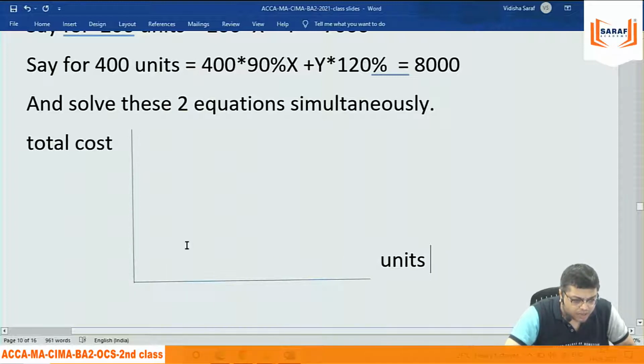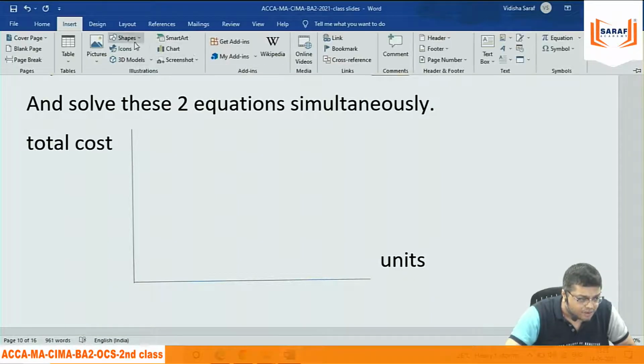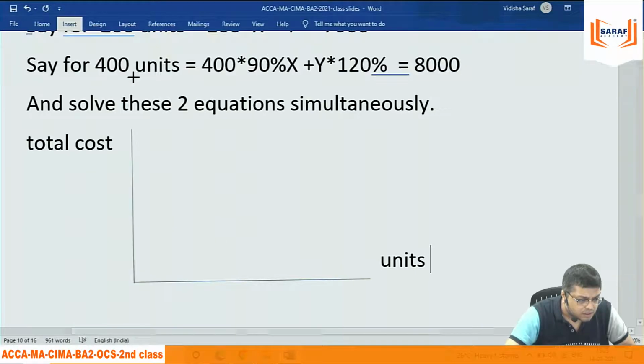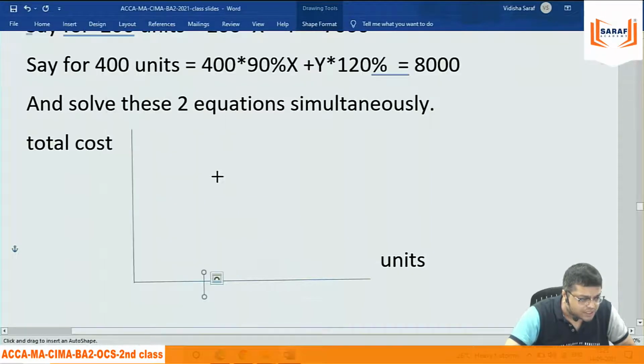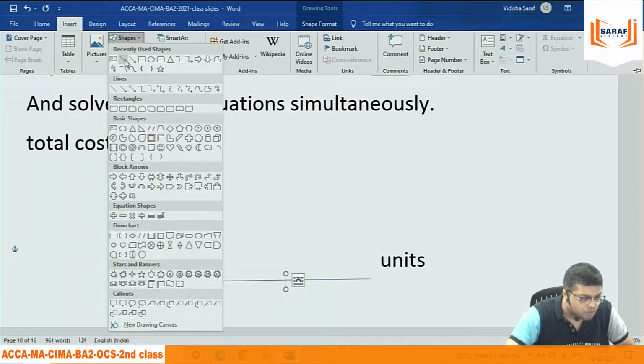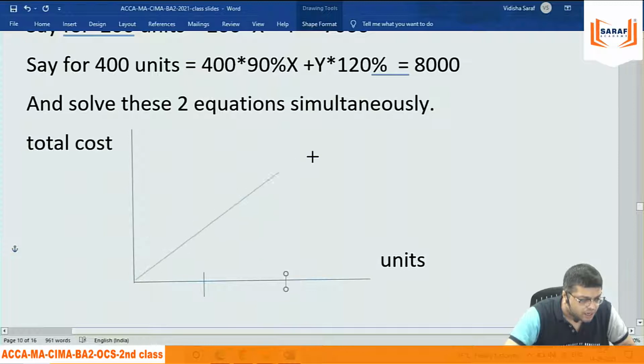and on the y-axis I will be taking the cost. And when I join the line, suppose I take 4,000 units, some particular units, and then I take another level of units which is exactly double, say around 8,000 units. At 4,000 units there is some cost, and at 8,000 there is some cost. When you draw the line, the line will be like this.